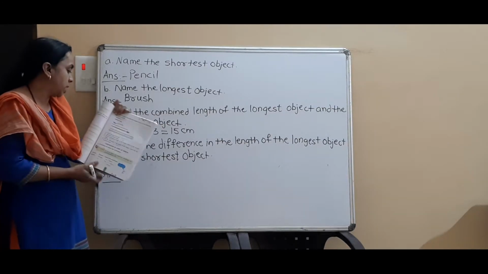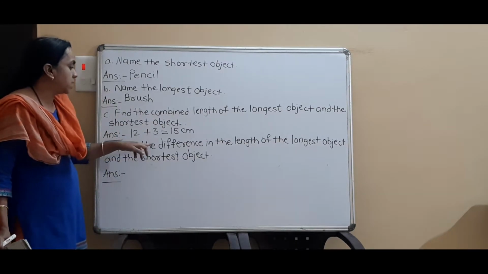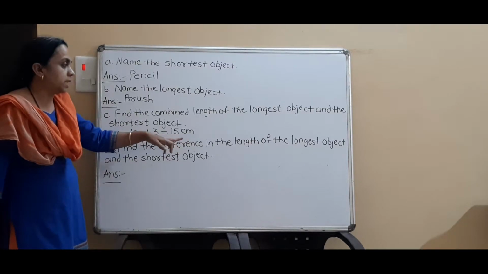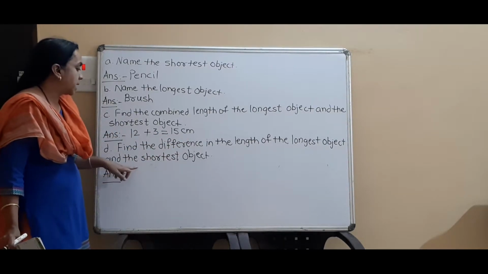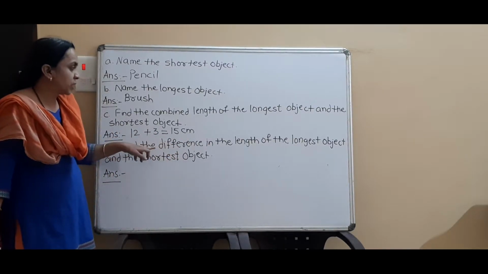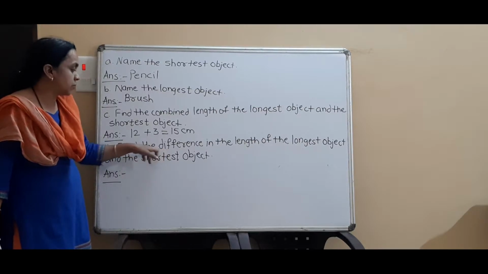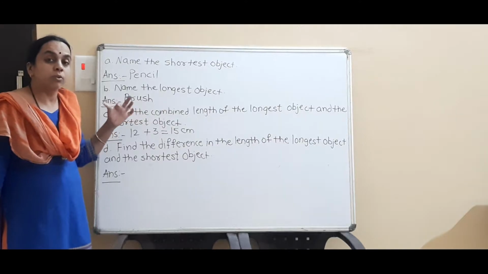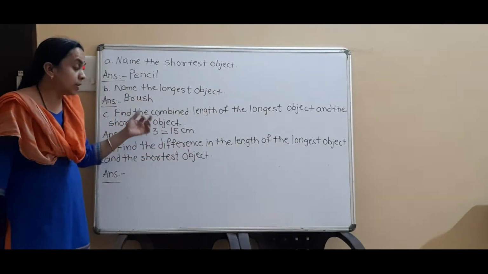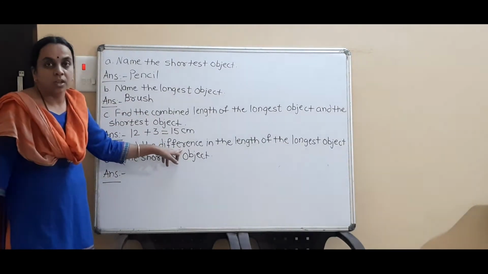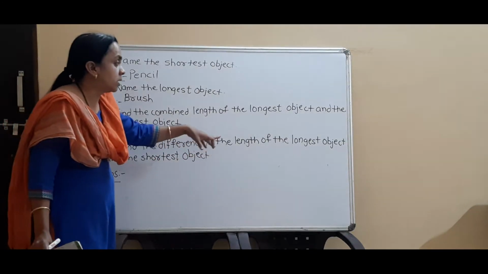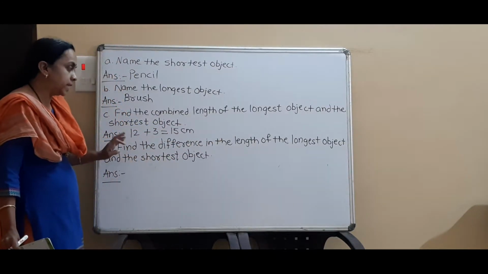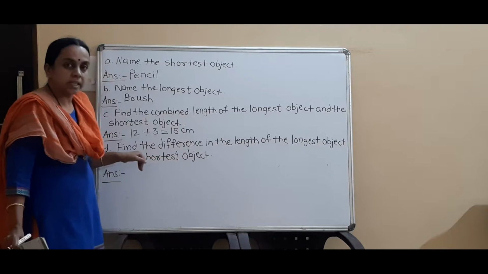Okay, now see D question. Find the difference in the length of the longest object and the shortest object. So what is given in this question? Find the difference. Difference means what we have to find out? We have to do here subtraction of what? Subtraction of the longest object length and the shortest object length.